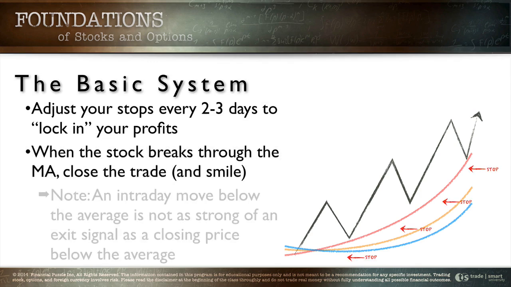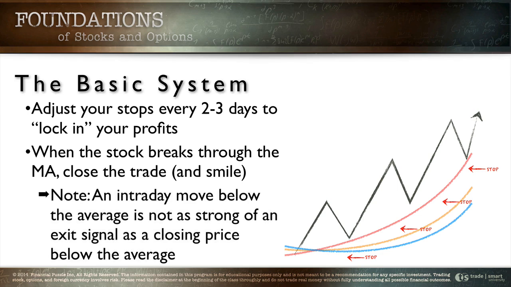Now, what you want to do is adjust your stop every 2 to 3 days to help lock in your profit. If the stock is stuck and it's going sideways, don't move your stop. Leave it. Don't try to second guess all that. But if the trade is moving in your direction, keep adjusting your stop, either up or down, whichever one is needed. Okay? Then, when the stock breaks through the average, close the trade and be happy.